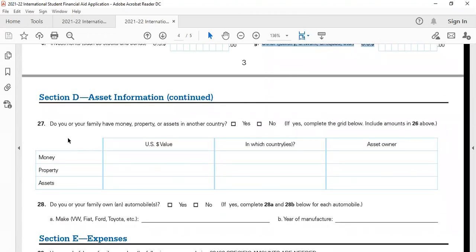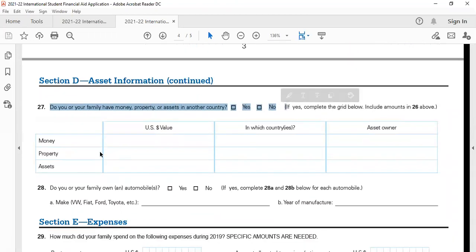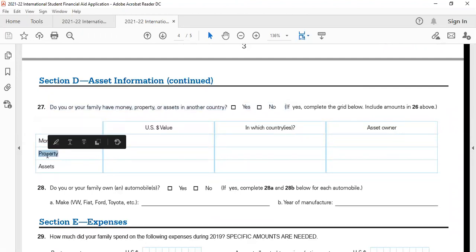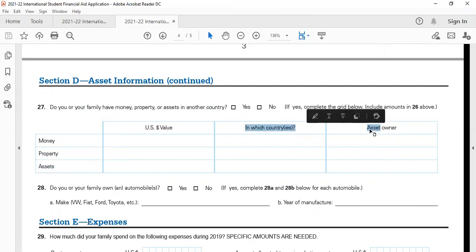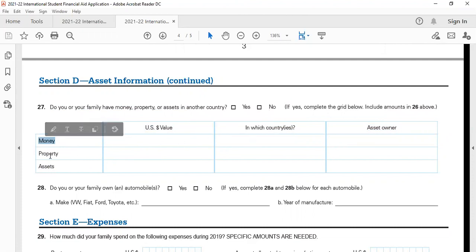Question number 27 is a continuation of the asset information part. Does your family have assets in any other country? You can mention yes or no, and then you need to mention what the value is, what kind of property it is, and in which country that property is. How much money do they have? How much property do they have? How much other kind of assets do they have? What's the value of that, in which country is it, and who is the owner: your mother, your father, or your grandparents, or someone like that.